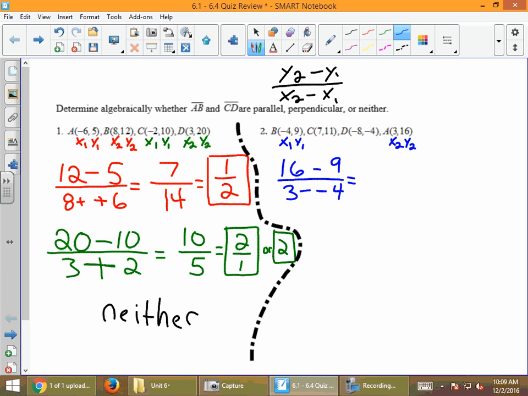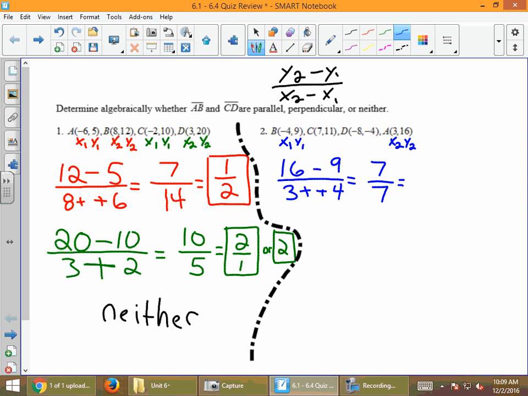16 minus 9 is 7. Hey, like that one over there. We figured that out earlier. Just like before, we found out they're undoing one another. They cancel each other out, however you want to imagine it. 3 plus 4 gives me 7.